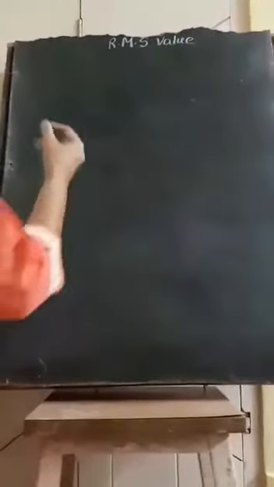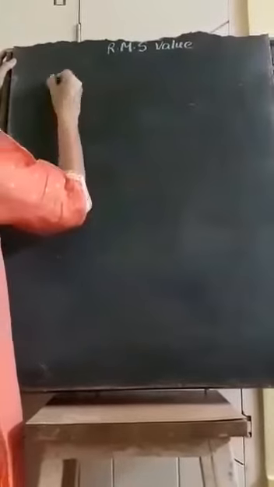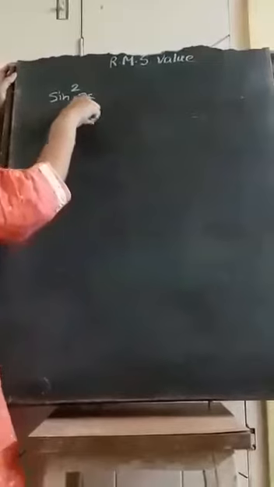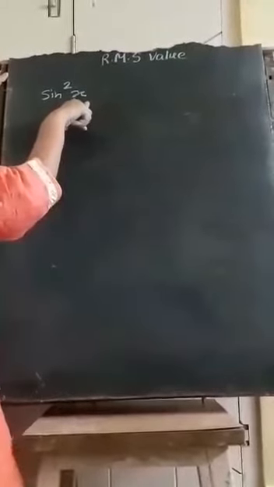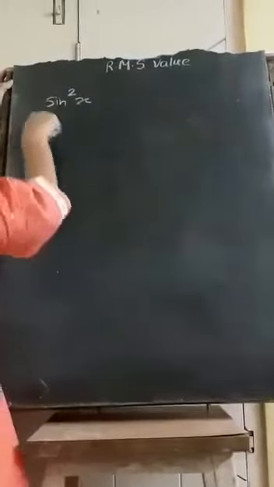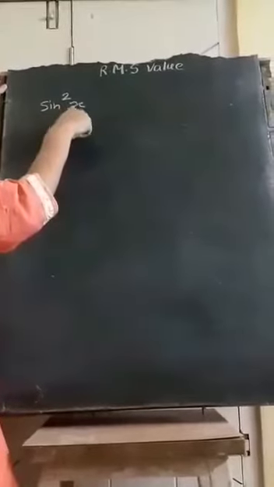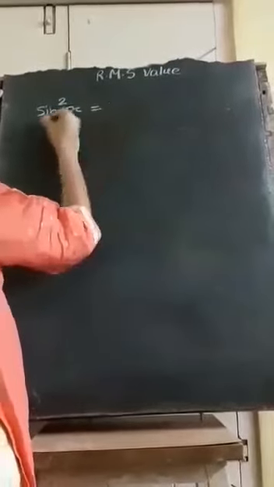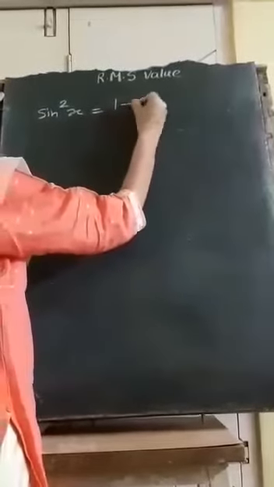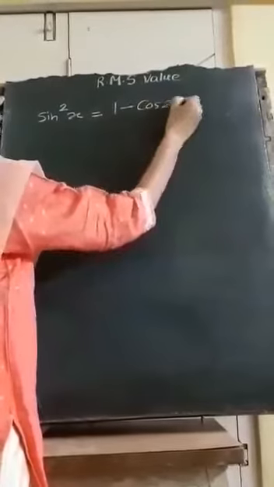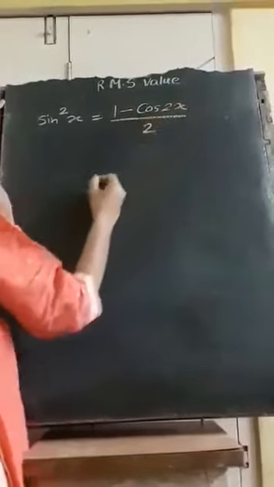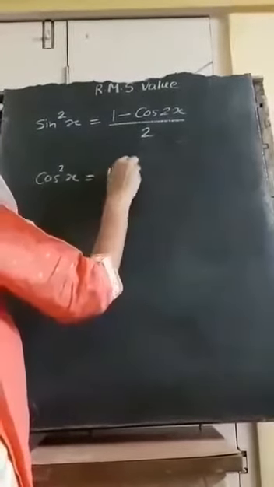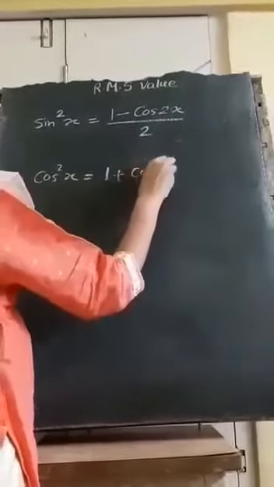Suppose the function is sin x, then you need to integrate sin square x, as we need to integrate y square. So what you have to integrate is sin square. Please remember its integration is not sin cube upon 3. So we need to apply the formula for sin square x. The formula is 1 minus cos 2x upon 2, and the formula of cos square x is 1 plus cos 2x upon 2.